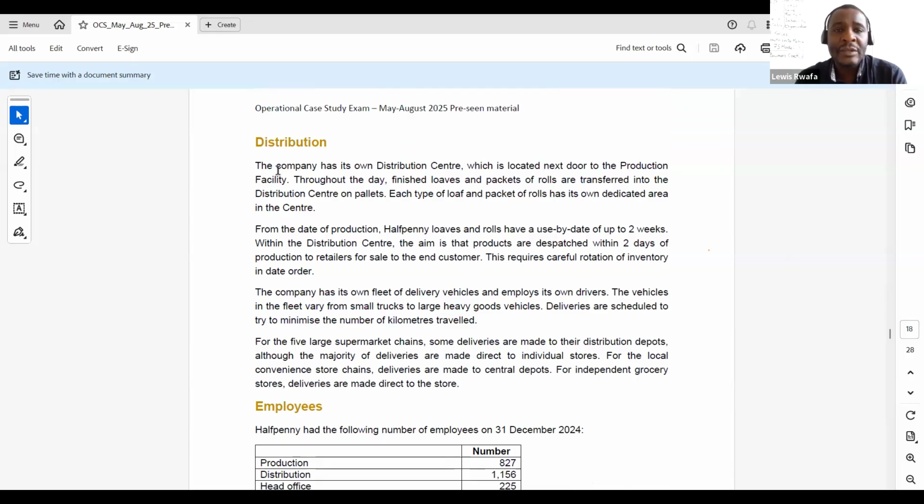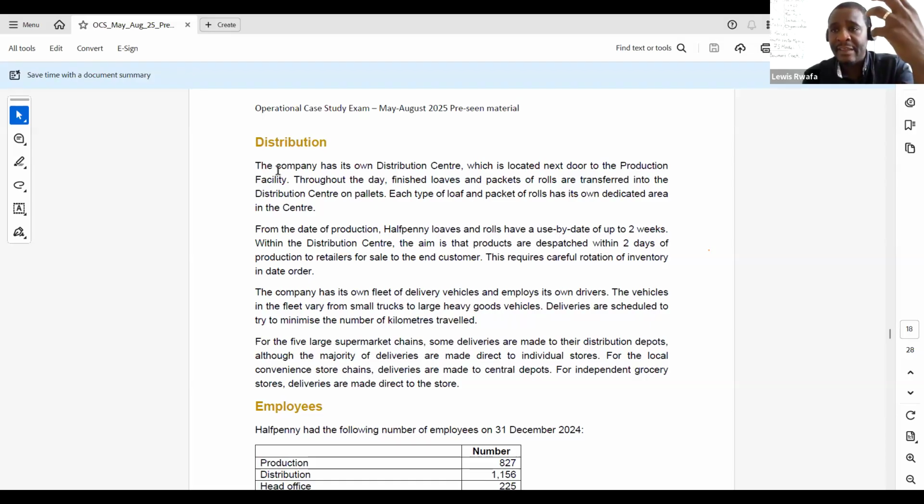Under distribution, we are told that this company, Halfpenny, owns its distribution center, which is located next door to the production facility. Another good potential exam question might come from, I need you to go and look at the value chain by Michael Porter, right? If they own the distribution center and it's located next to the production facility, it means from a time and cost perspective, they've managed that very well.